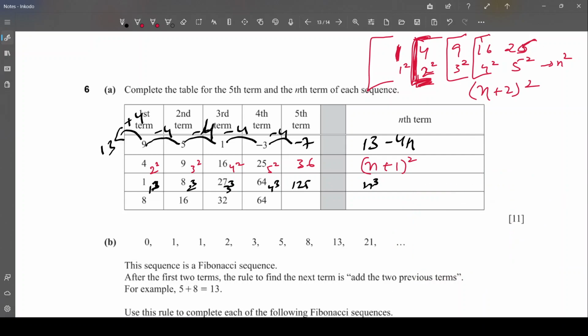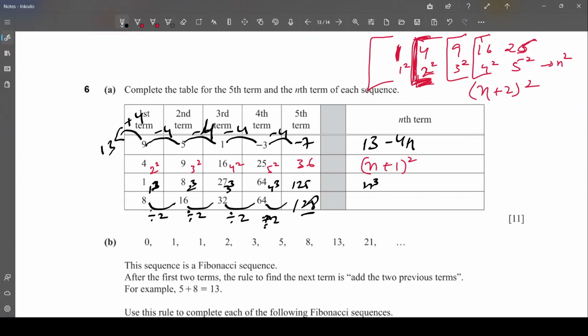This is a very simple pattern, and this one is 16 divided by 8 is 2, and this also divided by 2, this also divided by 2. Or we can also say it is being multiplied: 8 times 2 is 16, 16 times 2 is 32, 32 times 2 is 64, and 64 times 2 should be 128.